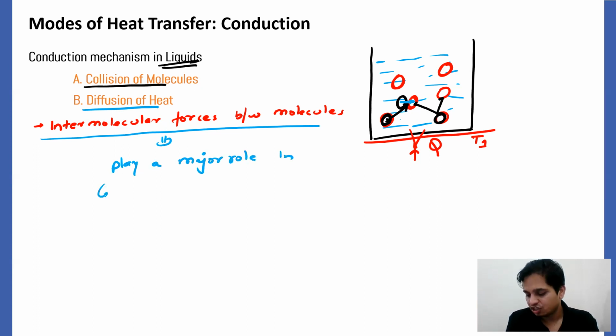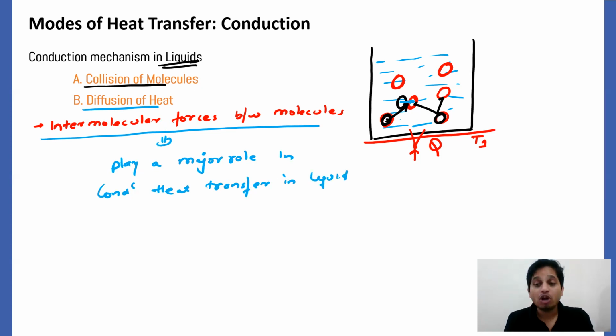In conduction heat transfer in liquids, it is the intermolecular force that is holding two molecules together, and only then is the diffusion of heat taking place. Okay, what about gases?